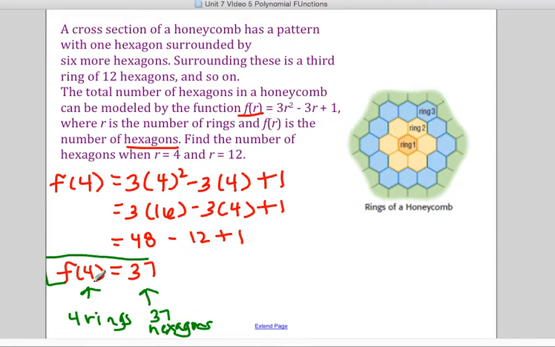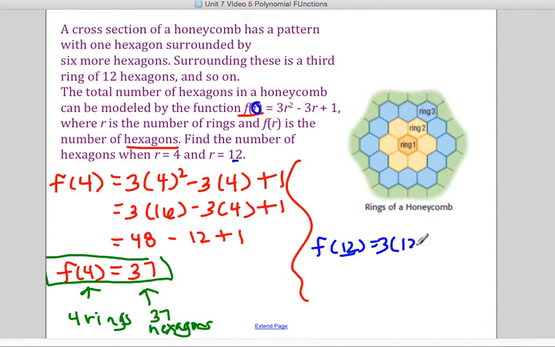Okay, let's do the same thing and find f of 12. So when there are 12 rings, f of 12 will equal, plugging in a 12 wherever there's an r. Notice how this 12 is in the spot of this r, so I'm going to put it in for all the r's here. So it's 3 times 12 squared minus 3 times 12 plus 1.